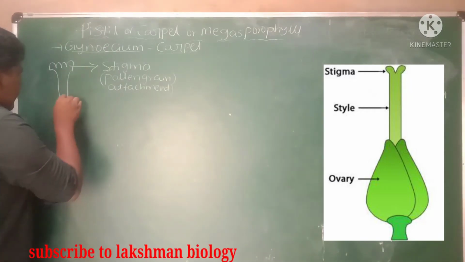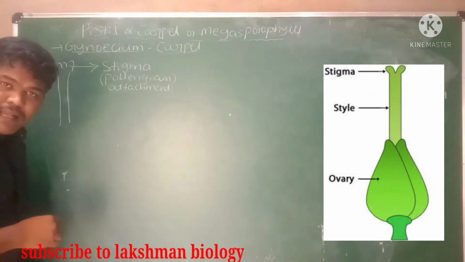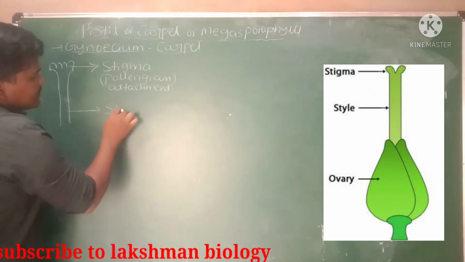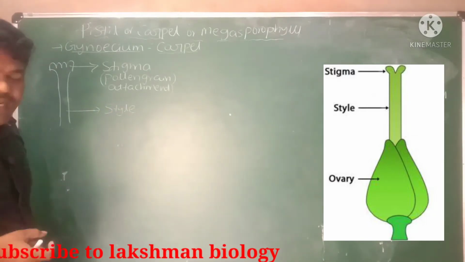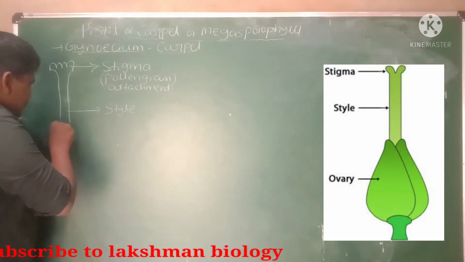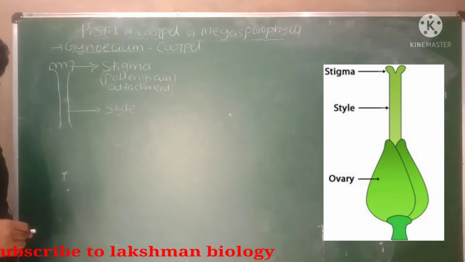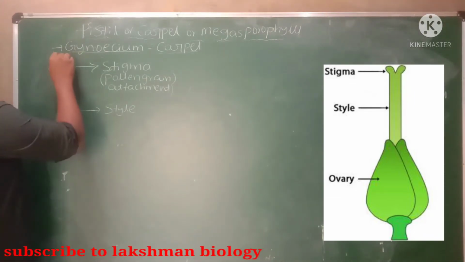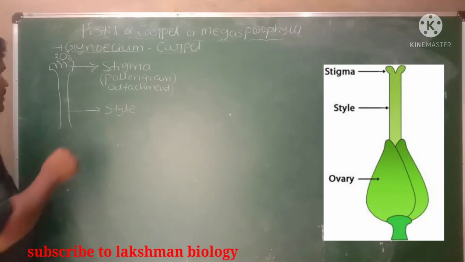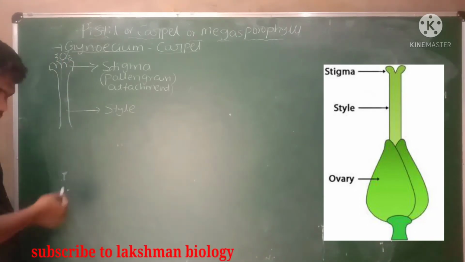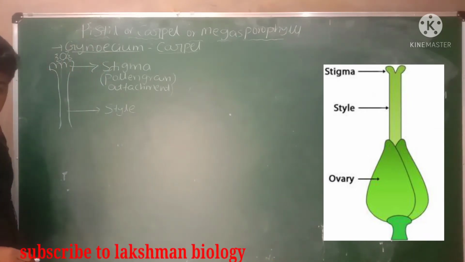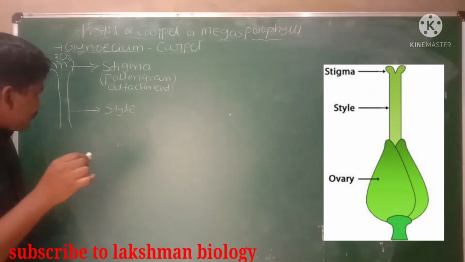Then the second part of the pistil or carpel or megasporophyll is style. It is a slender structure. The style is used for the growth of the pollen tube. See, the pollen grain which attached on the stigma forms a pollen tube. That pollen tube grows in the style. That is about the second part of the pistil or carpel or megasporophyll.